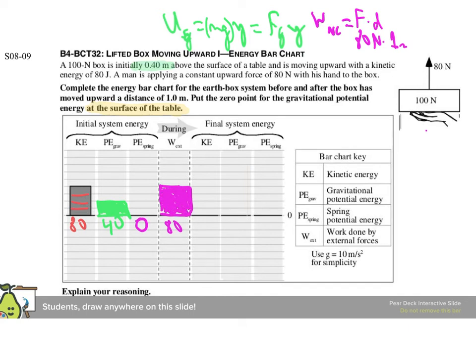All right, and then we get to the new spot. We are 1.4 meters above the table, so that's 140 joules of potential energy. Since each bar is 20, it's 140, so we must have 7 bars. And we can compute that just because we know where it is. We are aware the spring is still 0.